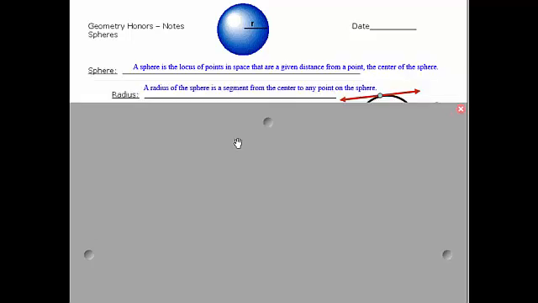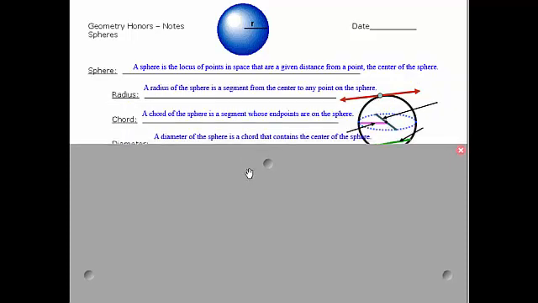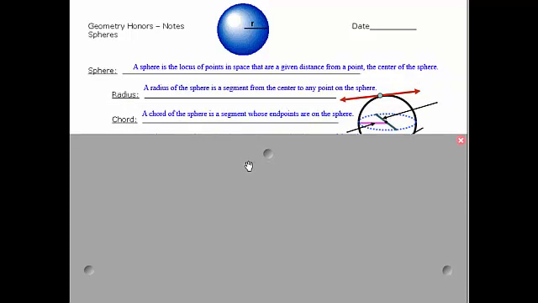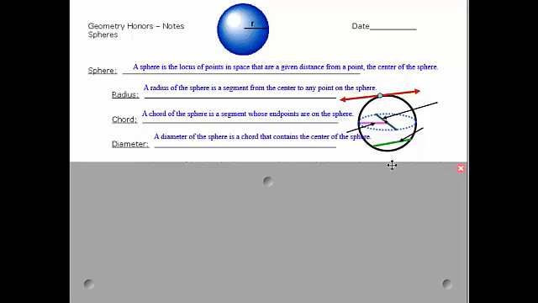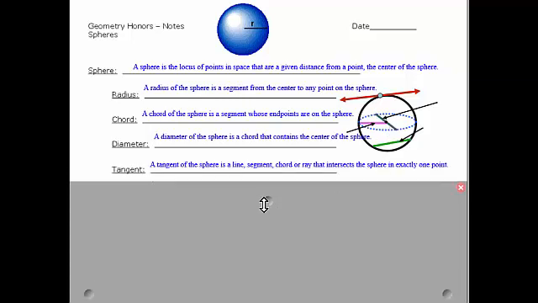The radius of a sphere is a segment from the center to any point on the sphere, so that's going to be the pink line segment. The chord of the sphere is a segment whose endpoints are on the sphere, the green line segment down below. A diameter of a sphere is the chord that contains the center of the sphere, so that's this line segment in the middle. And a tangent is a line, segment, or ray that intersects the sphere in exactly one point, and you can see that above as the red line.